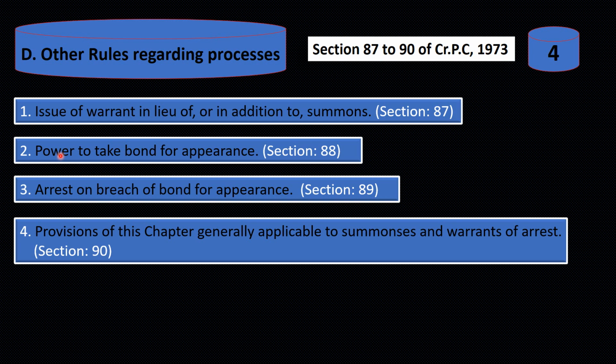The other rules are: 1. Issue of warrant in lieu of or in addition to summons. That's given under section 87. Powers to take bond and arrest a person on breach of such bond are given under sections 88 and 89. And in the end, section 90 says that all these provisions of the chapter are applicable to summons and warrants of arrest.